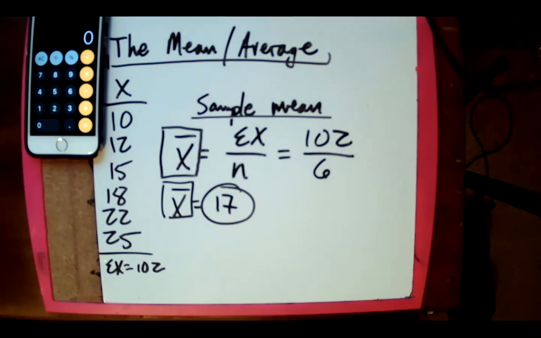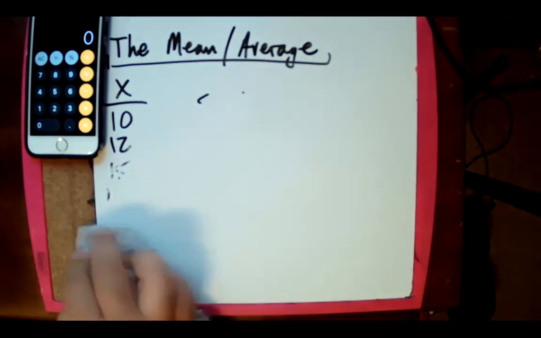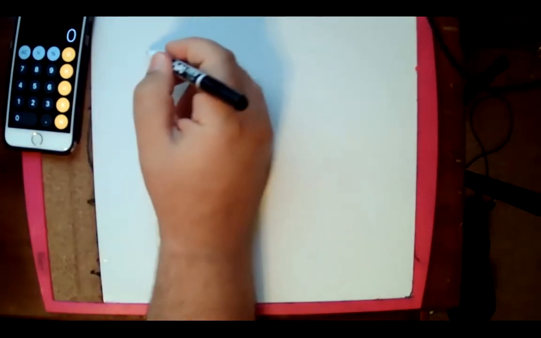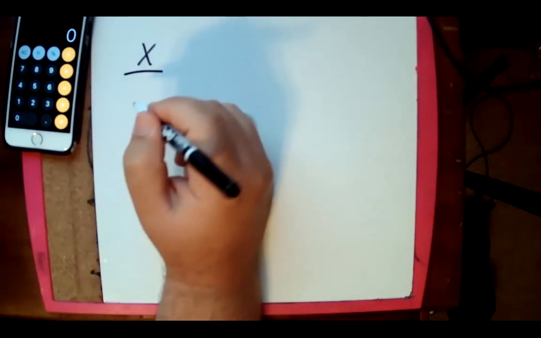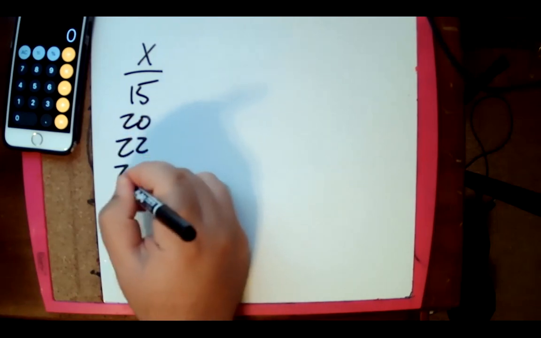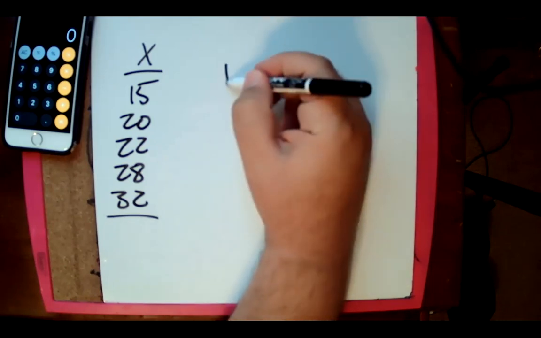Now, just for the heck of it, let's look at the mean, or the average, if you're dealing with the population. So let's say we have a tiny population, and here's our average score for that population. It looks like that.